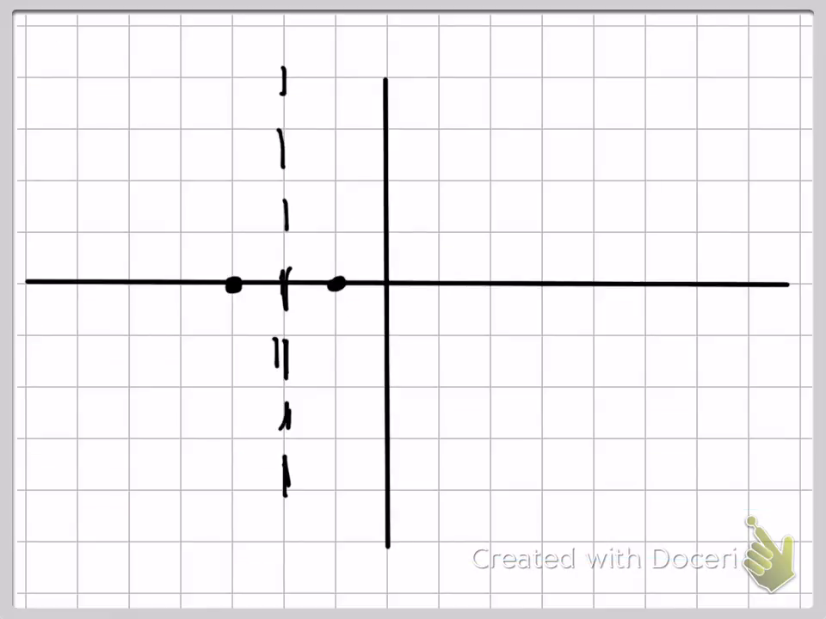Plotting this on our graph, go over 2 and down 1. There's our vertex. So a quick sketch of the graph would be a parabola that roughly looks like that. It would be a lot better if I wasn't writing it on the iPad with my finger.